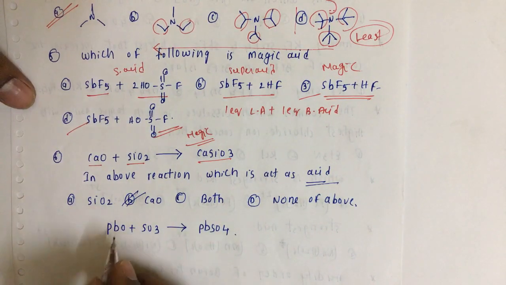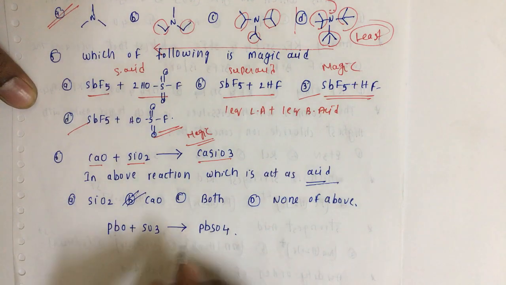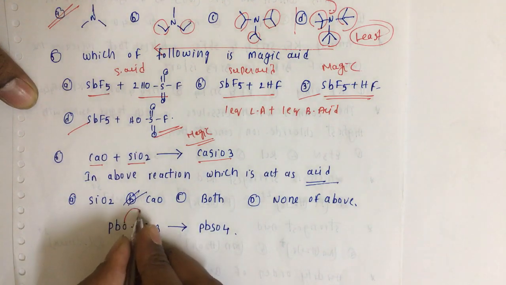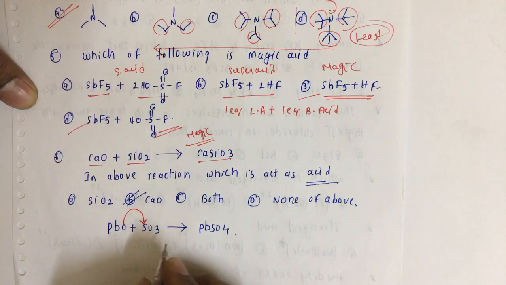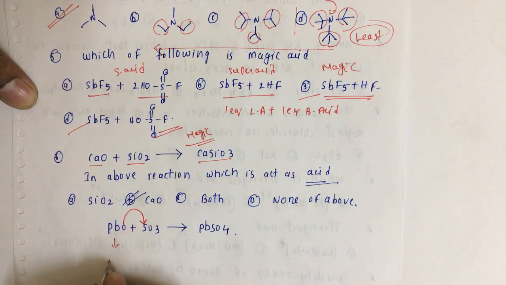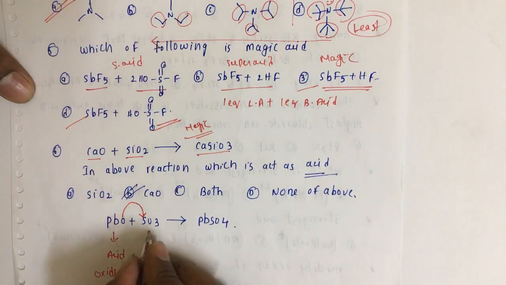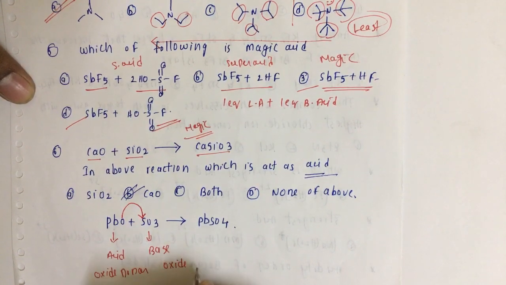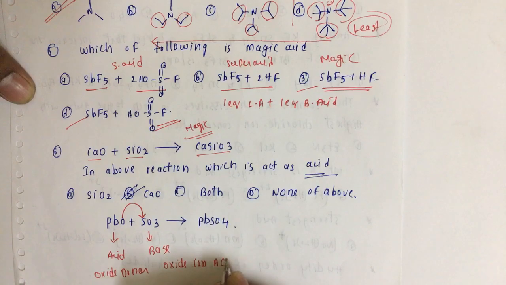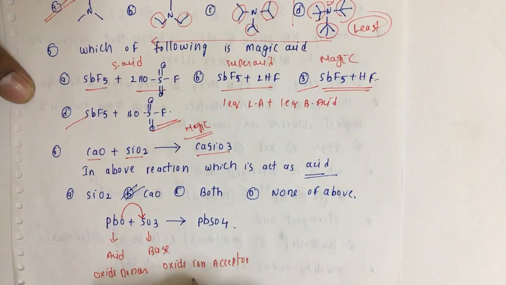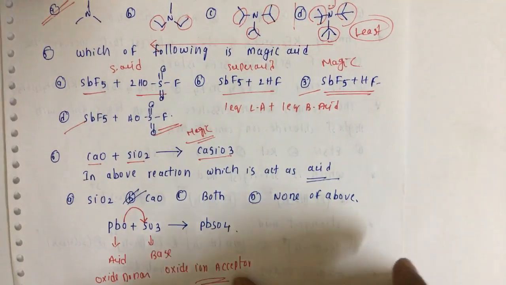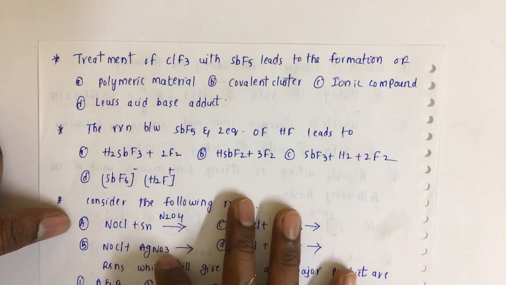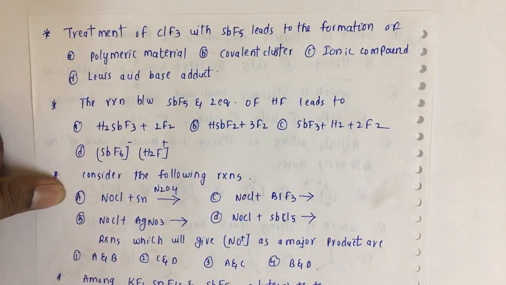And similarly we have PbO plus SO3 gives us PbSO4. Here also the oxide ion is transferring from PbO to SO3, and this acts as an acid because it is the oxide donor, and this acts as a base. This is the oxide ion acceptor. Okay, and then we have a few more questions.